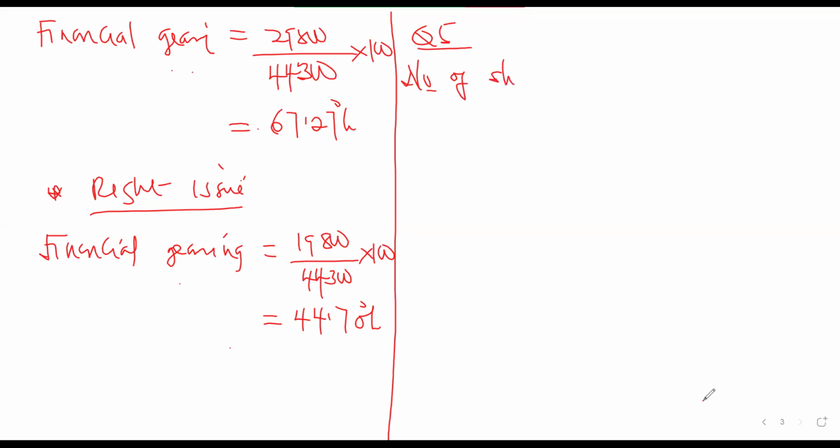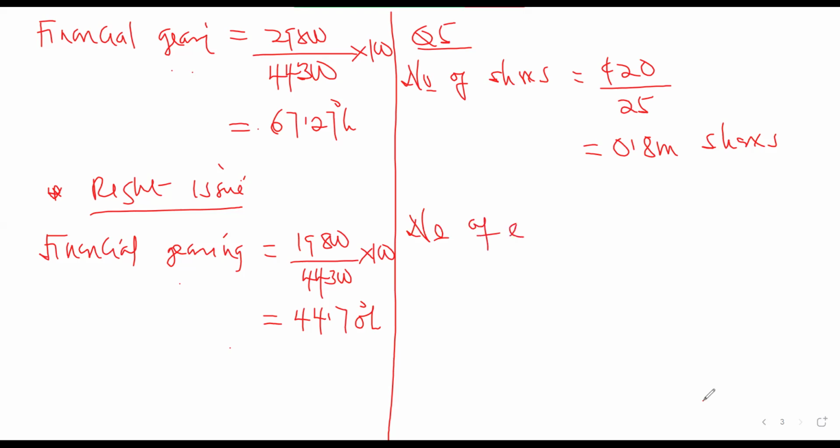The number of shares under the rights issue will be the amount that we are raising divided by the value per share. How much are we getting? 0.8 million, isn't it? Yes. So the shares that we are going to be issuing through the rights issue is 0.8 million shares. But what is the number of existing shares? 2.4 million. Okay, the number of existing shares is 2.4 million.